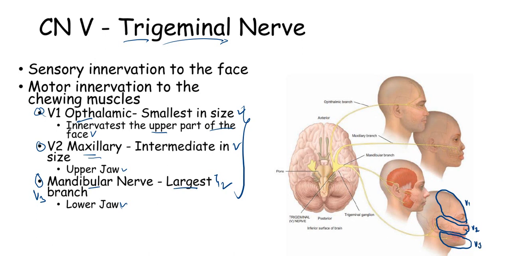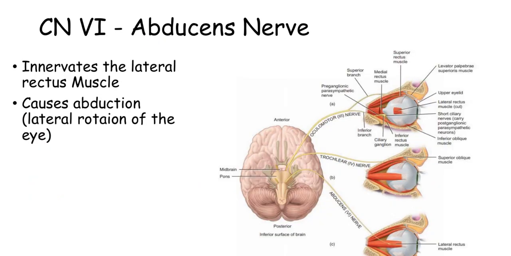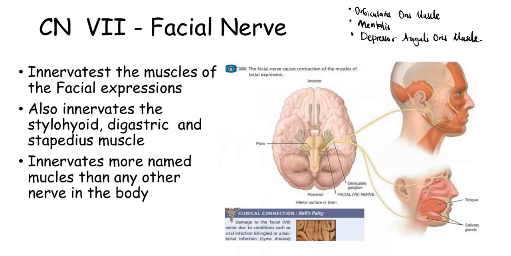That is how the trigeminal nerve supplies its sensation to the different areas. Okay, and then we already talked about the abducens nerve, cranial nerve number 6. Then I'm going to go to cranial nerve number 7. Cranial nerve number 7 is the facial nerve. Okay, the facial nerve is basically innervating the muscles of facial expression. These muscles include, I don't think you can be asked about this, the orbicularis oris muscle, the mentalis muscle, and the depressor anguli oris muscle.